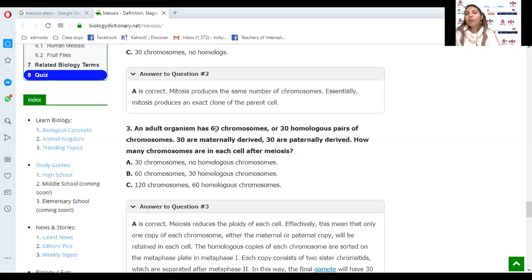But he changed the number. It's written here 60 chromosomes, okay? So the half number will be 30. Yes. 30 with no homologous chromosomes. Clear now? Okay, thank you.